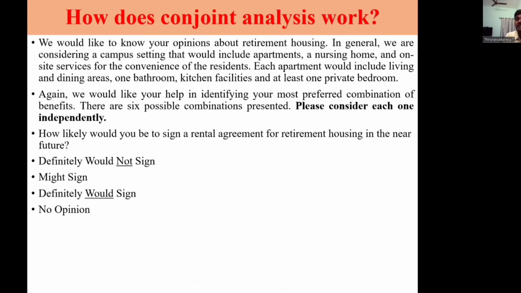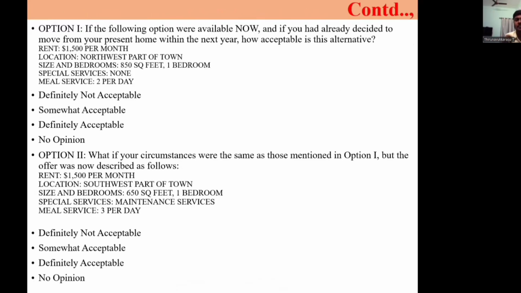Here, I would like to present six options, six combinations. Option one: if the following options are available now, and if you had already decided to move from your present home within the next year, how acceptable is this alternative? There are six options. Option one, rent, for your retirement planning from next year onwards. Just think about that. Rent of $1,500 per month. Location is the northwest part of the town. Size 850 square feet, and one bedroom. Special services none. Meal services two per day, which is option one.